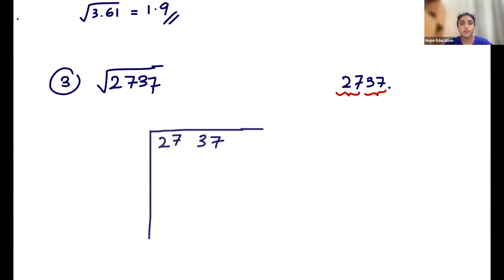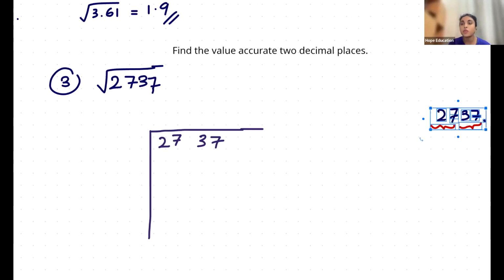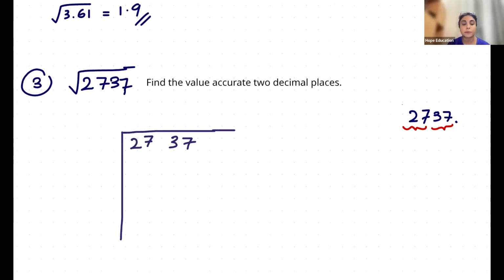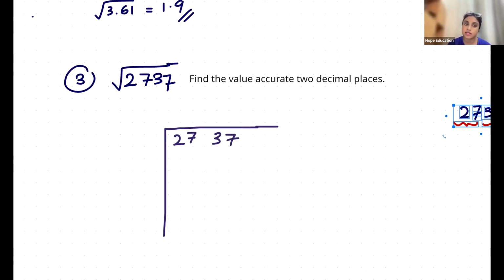In the question, I cannot find the value accurate to 2 decimal places. In this one, you have to find the value accurate to 2 decimal places. I will explain what that means in a little bit. First of all, let's just start.